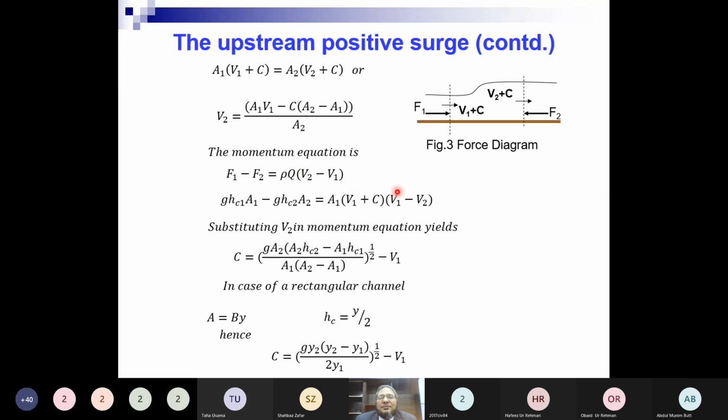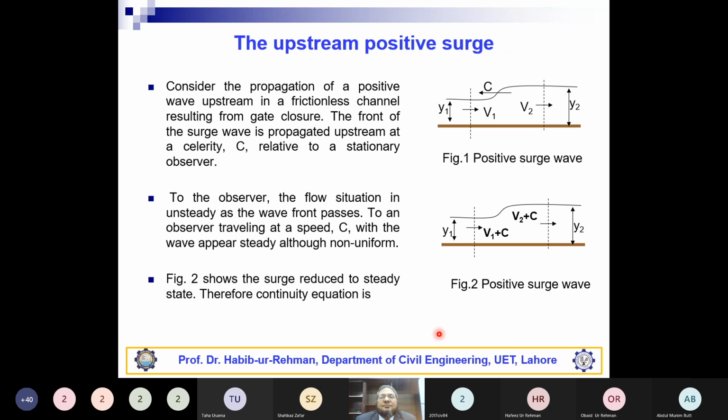And this V2 minus V1 you have written as it is, so you have to take it from here. Sir, V1 minus V2 is written below. You can write V2 minus V1, it doesn't matter. Okay, the negative sign must have changed somewhere. Okay. Yes. So basically we have derived the value of this surge wave, or what is called celerity, in this derivation. Thank you, sir.